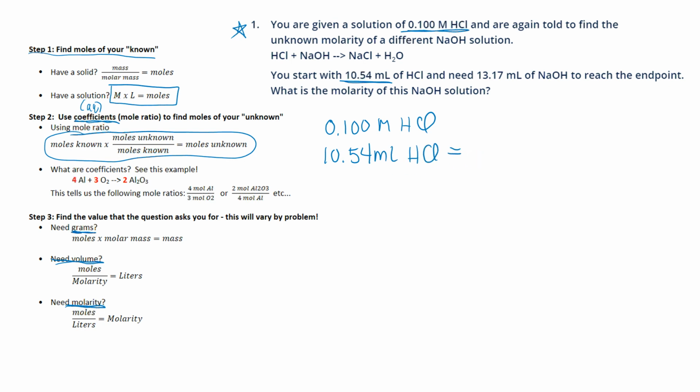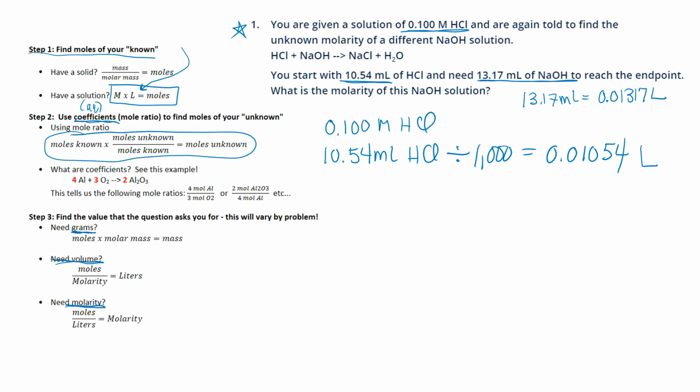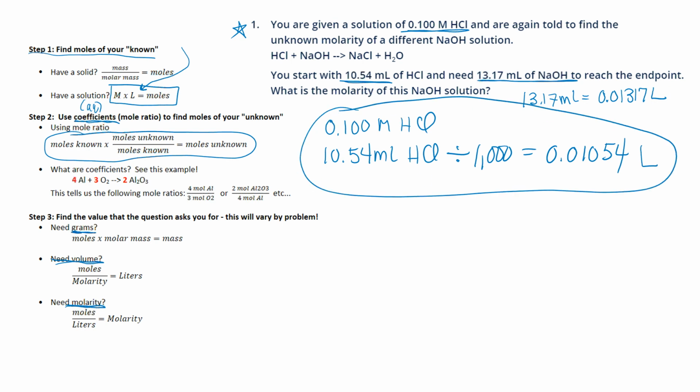I am going to translate my milliliters into liters, because if you look at our molarity equation, our volume has to be in liters. So I'm just going to do that. So that's 0.01054 liters. And then I know a volume of NaOH. So we've got 13.17 milliliters of NaOH. That's 0.01317 liters. So it looks like HCl is our known in this case. For HCl, we know both the molarity and the volume, whereas NaOH is our unknown. That's the thing we're trying to find.